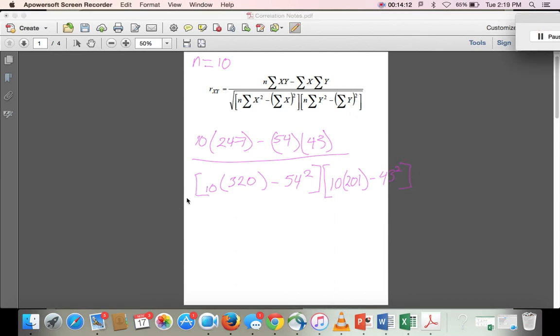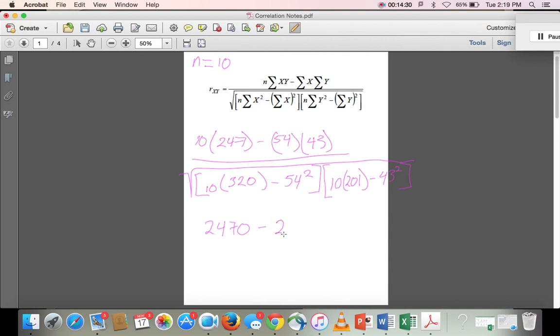The last part of our formula here is going to be to take the square root of this entire denominator. So here we're going to continue working with the information that we have. 10 times 247 is going to equal 2,470 minus 54 times 43, which is going to equal 2,322. And the difference between those two numbers is going to be 148. So there's my numerator, 148. That's what my numerator is going to be in our particular case.